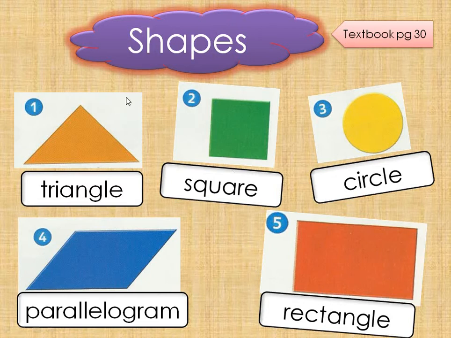Okay? Okay, let us read together one more time. An orange triangle. A green square. A yellow circle. Blue parallelogram. Parallelogram. Blue parallelogram. Rectangle. A red rectangle.